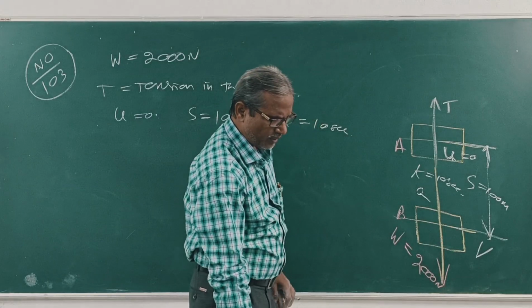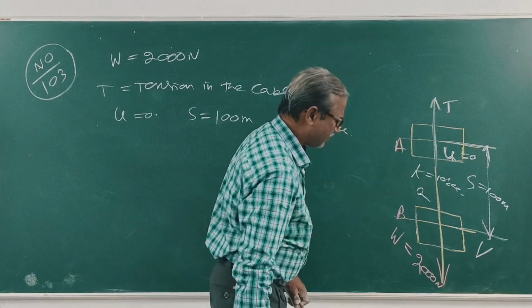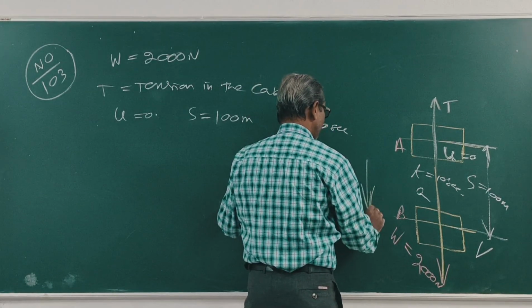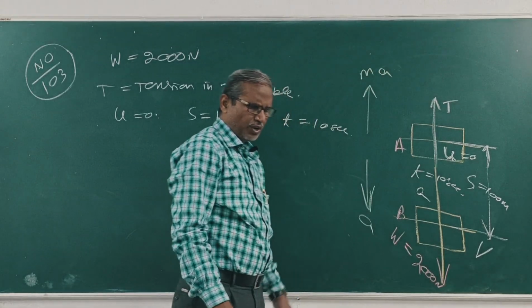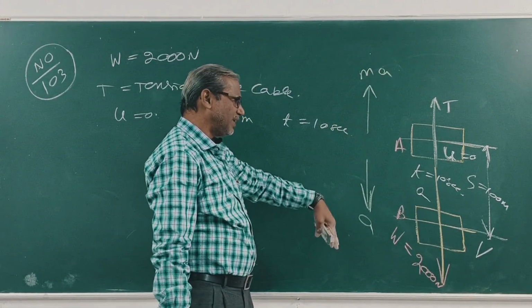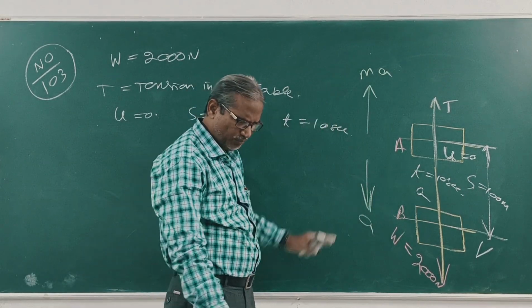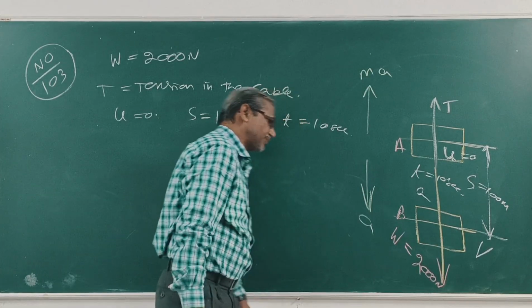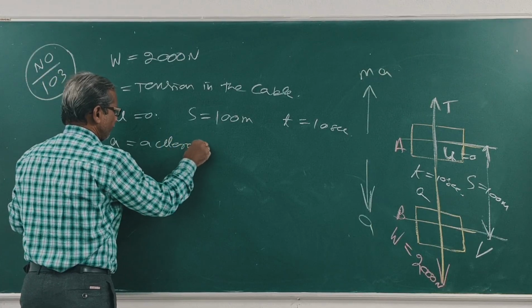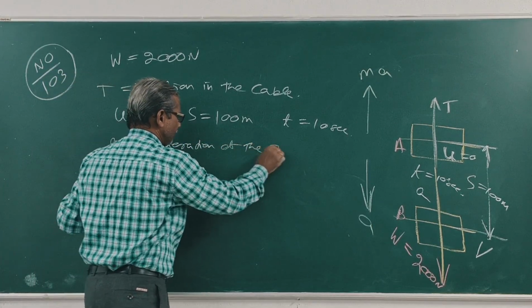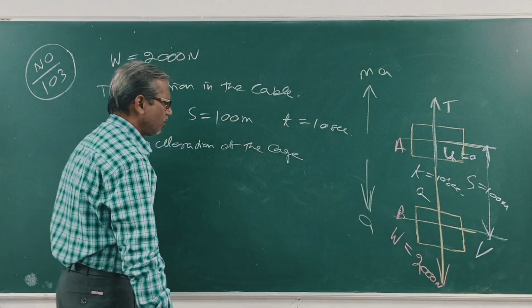So find the tension T in the cable. Now the body moves downwards, so acceleration acts downward, and MA is acting upward. Clear? Now first find the acceleration. A is the acceleration of the cage.